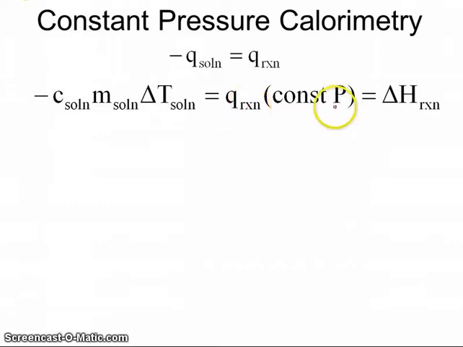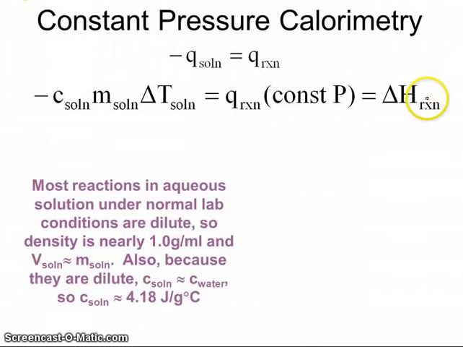And since we're under constant pressure, we can apply our definition of enthalpy. Heat exchange under constant pressure is enthalpy. So this is going to give us an easy way to measure the delta H for reactions that can happen in aqueous solution, provided that they don't produce large amounts of gas.